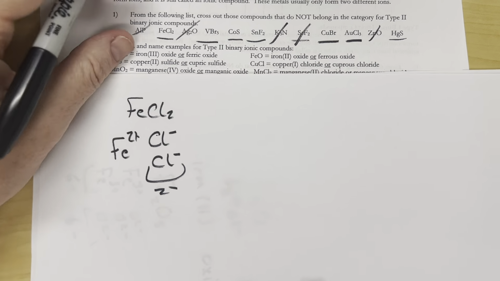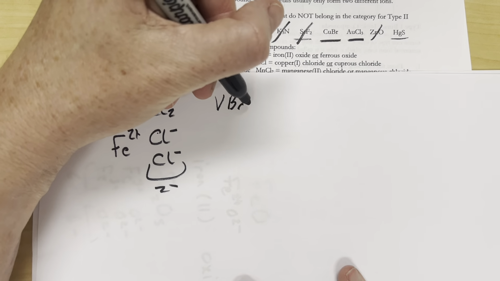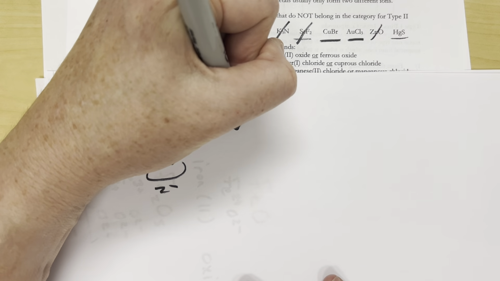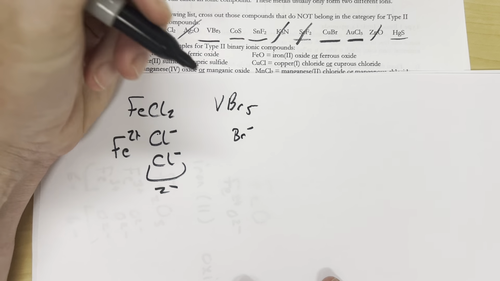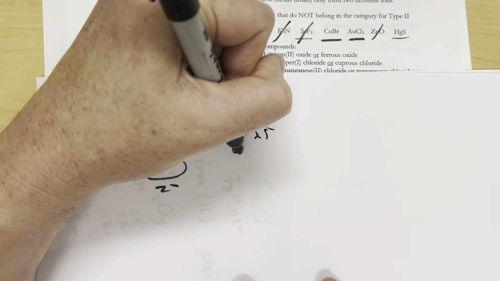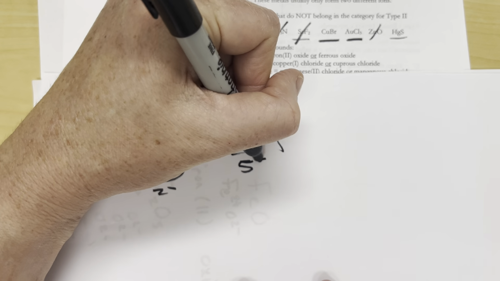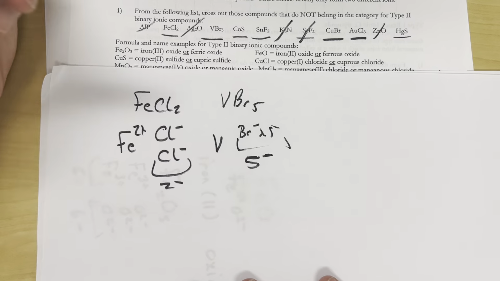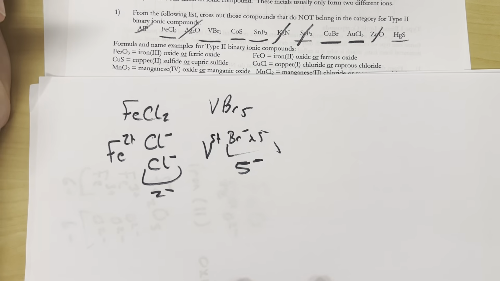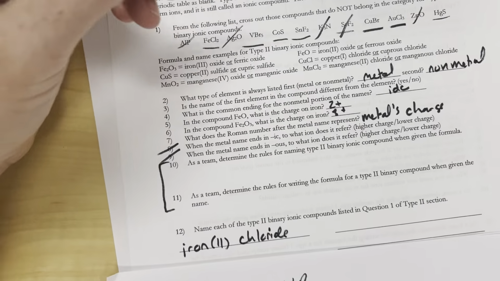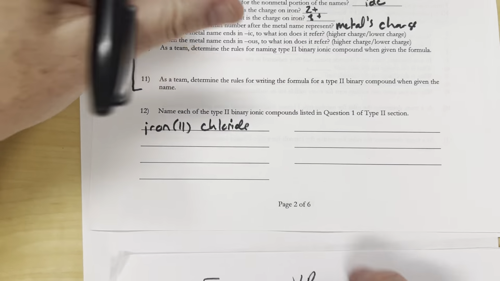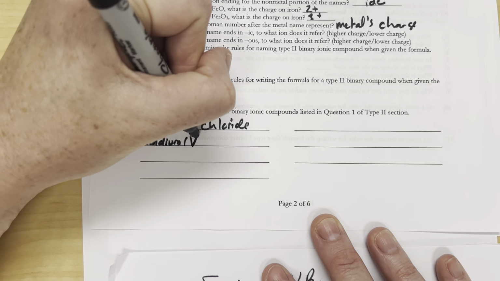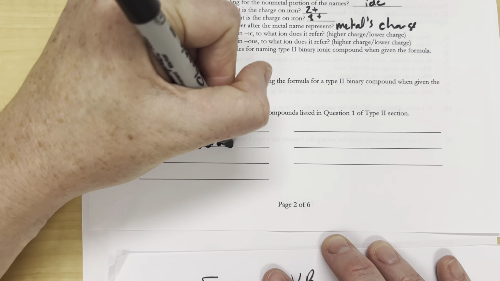We go to VBr5. Each bromide's in the 7th column, so each bromide brings us a total of -1. I could draw them all out, but hopefully you agreed times 5 would give us a -5. So therefore, what must this 1 vanadium be to cancel out the 5 negatives? Hopefully you agree it's a 5 positive. And that's why this would be vanadium 5 bromide.